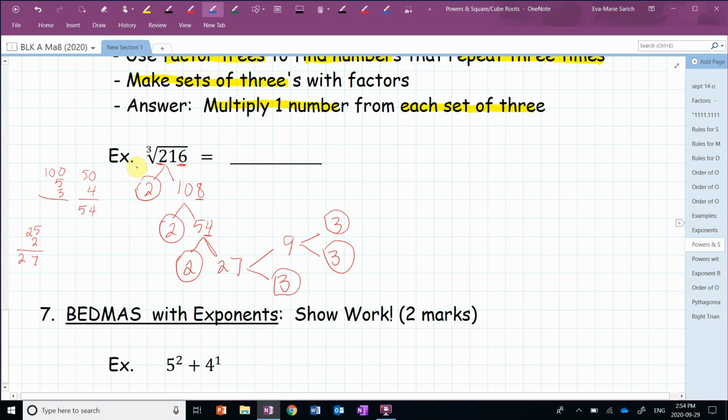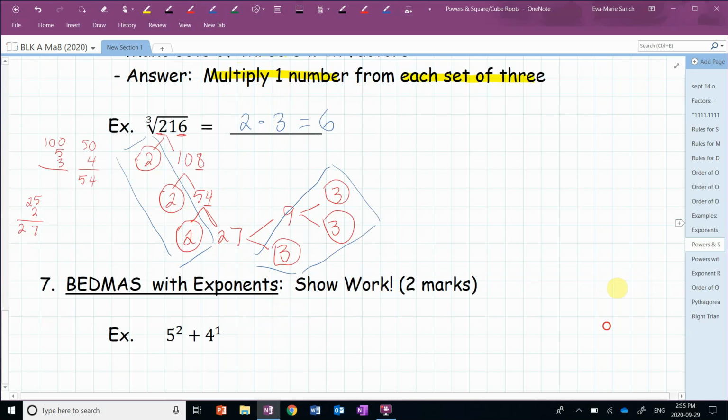Now we're looking for sets of 3. So there's 3 2s, and there's 3 3s. So we take a number from each set, so a 2 and a 3, and we multiply them together. So 2 times 3 gives you 6. So the cube root of 216 is 6. Now, if you only got a set of 3, you would just have that number from that set be your square root or your cube root.